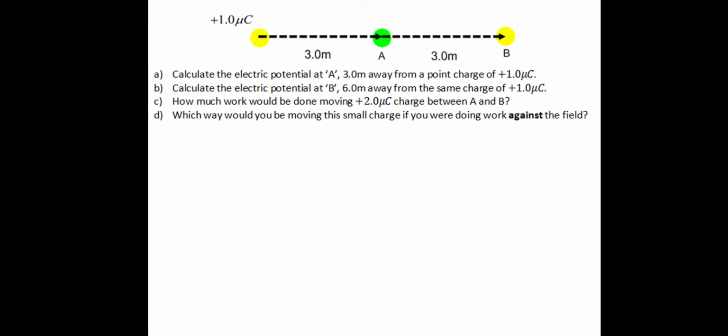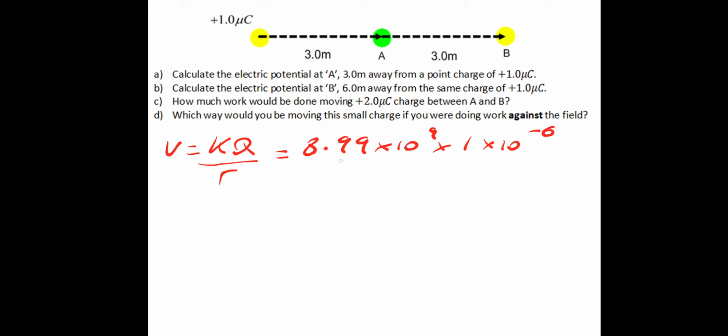So part A, calculate the electric potential at A, which is 3 meters away from a point charge of 1 microcoulomb. So we need to do electric potential is KQ over R. Just going to put some numbers in. So K is 8.99 times 10 to the power 9, multiplied by the charge, which is the 1 microcoulomb charge, so 1 times 10 to the minus 6, divided by the distance that separates them, 3 meters.